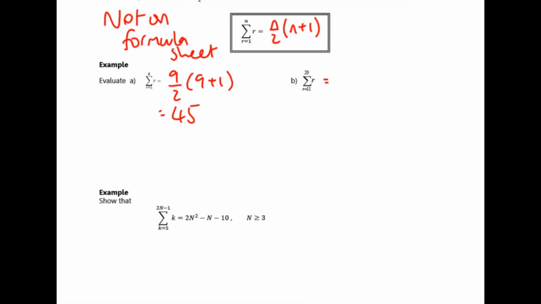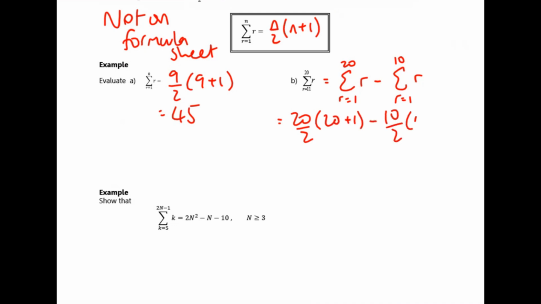This one needs a little bit more work first, so it doesn't start at 1. So to deal with this, we're going to do the sum from 1 up to 20 of r, but then take away the first 10 terms. But now we're starting at 11. So subbing in 20, so 20 over 2 times 21, and then 10 over 2 times 10 plus 1, gives you 210 minus 55.